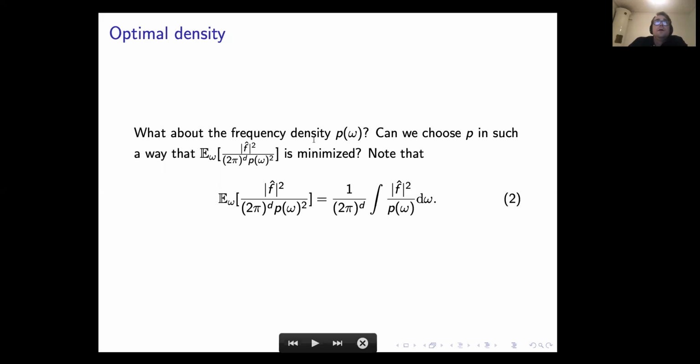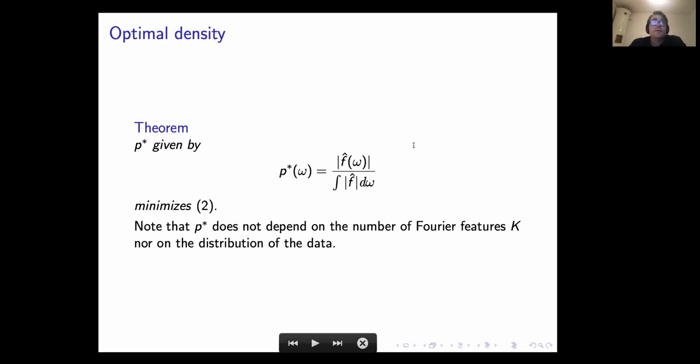Okay. So what about the density p then? Can we choose it in such a way that we minimize this expression? Now, if we minimize this expression, we have a nice upper bound for the error. Note that we can just write what this is. So what we're looking for is a p that minimizes this integral here. And in fact, you can solve that problem, and you can get an optimal density p star, which would be proportional to the absolute value of f hat.